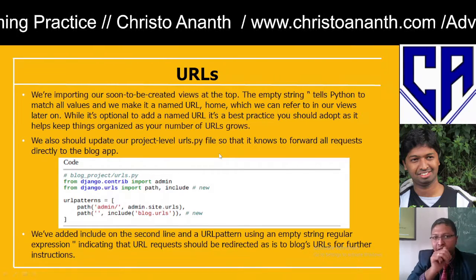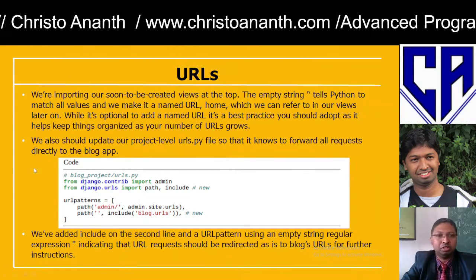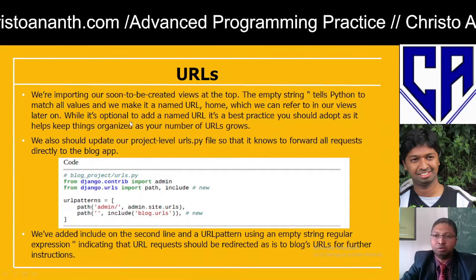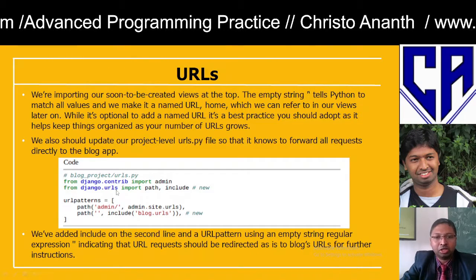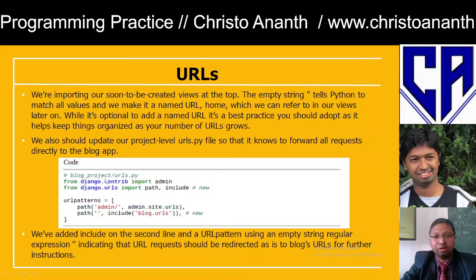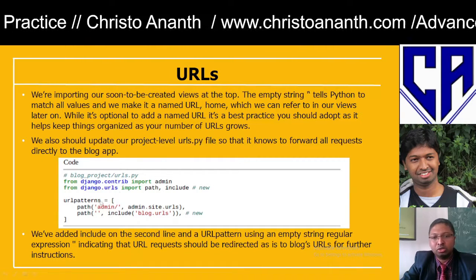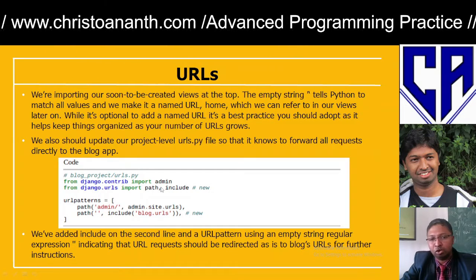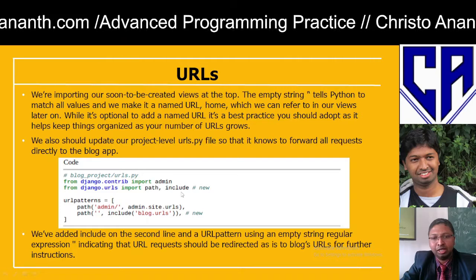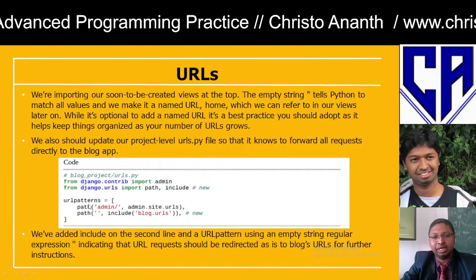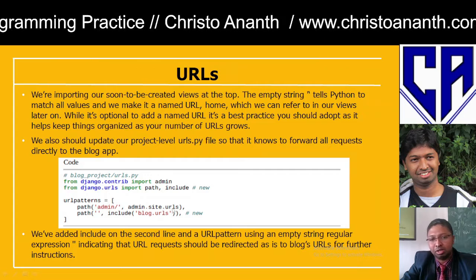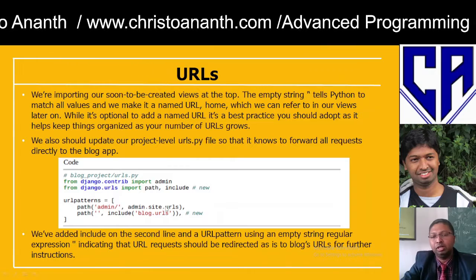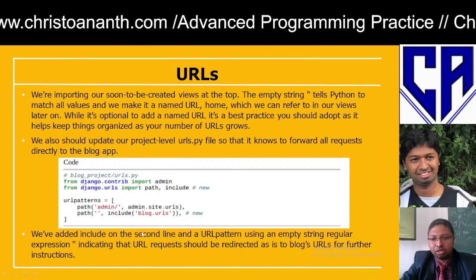Okay, so we are importing soon-to-be-created views at the top. So you're going to tell Python about what you have with the name URL, or maybe the home. You should update the project level urls.py file, blog_project/urls.py. Within that you are going to set the URL: from django.contrib import admin, from django.urls import path, include, and you are including the URL patterns. So admin.site.urls, and the path, in the case of the blog, it is blog.urls. So we have included everything.